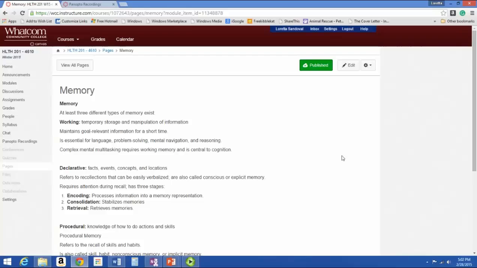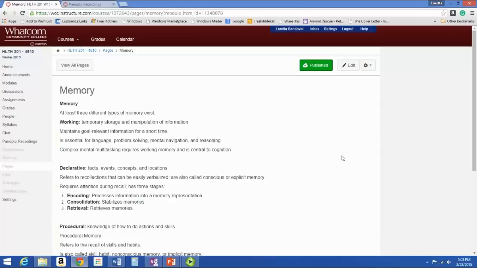The 3 stages are encoding, so processing the information into a memory representation, consolidation, stabilizing the memories, and retrieval, retrieving the memories. So encoding is where you are first exposed to the information, where you're learning it, and you're processing it into your brain, basically. Consolidation stabilizes memories, and so one of the ways you can consolidate, and a lot of the educational research that I was reading last spring and summer was talking about different ways to consolidate information and stabilize memories.